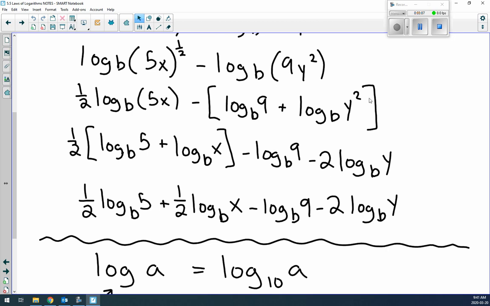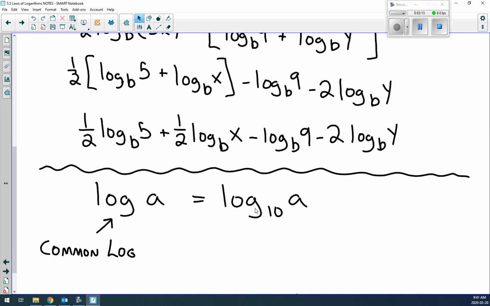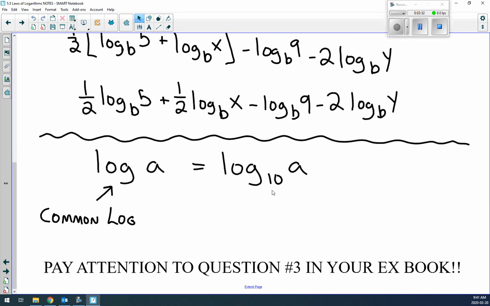This one over on this side, again, the square on the y can come down to the front. So we end up with 2 log b y. Okay, now we're getting finally to the last line. So this 1/2, we can distribute to both log b 5 and log b x. It goes into both of those, bang and bang. And then this whole side is already taken care of, minus and minus. So that's taking a single log and expanding it into something a little bit more complex.